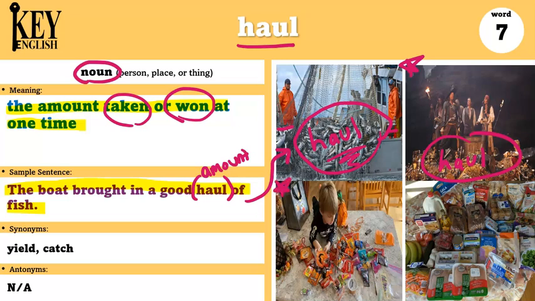You can also use it in this way. She showed me her candy haul after trick-or-treating. So after trick-or-treating, you get a lot of candy. So the amount of candy you get is now called your haul. It's your candy haul. And you can even use it to describe something like your food after you go food shopping at a grocery store. I can say, we carried the grocery haul into the kitchen. Some synonyms are yield and catch, and there are no antonyms for this word.